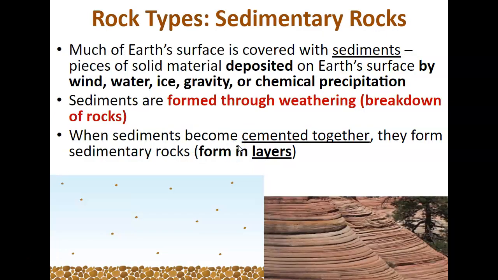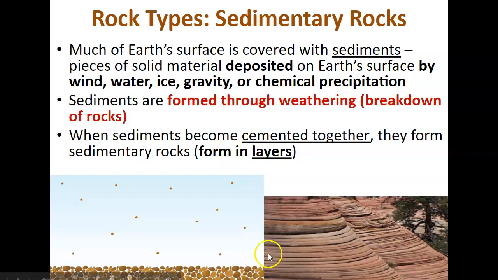All right, the next rock type we're going to talk about is sedimentary rock. So much of the Earth's surface is covered with sediments, pieces of soil material deposited on Earth's surface by wind, water, ice, gravity, or chemical precipitation. Sediments are formed through weathering, and weathering is just the breaking down of rocks. When sediments become cemented together or smashed together or put together, they form sediment rocks, and they form in layers.